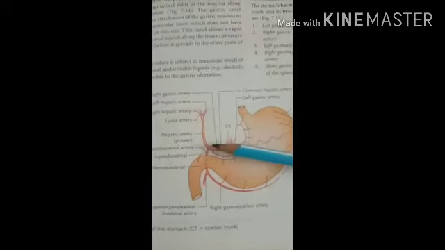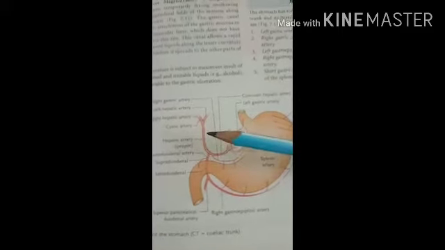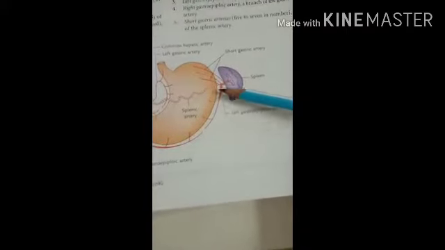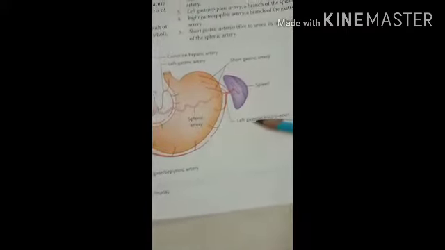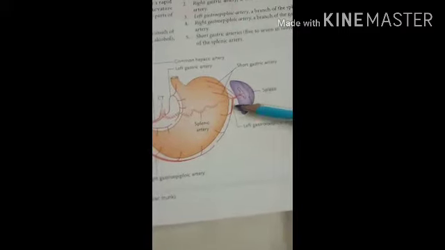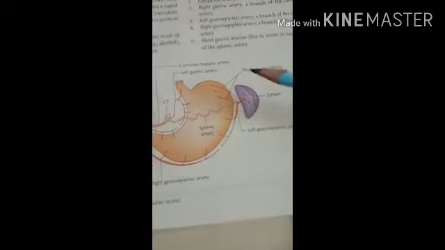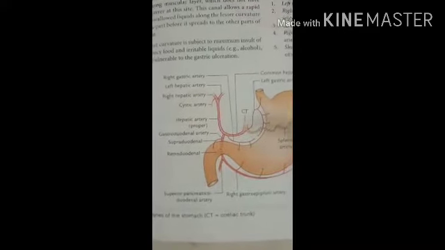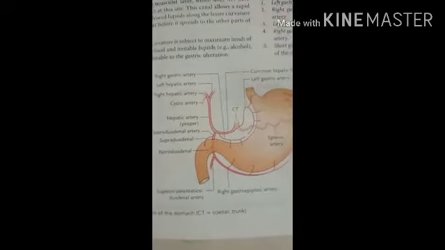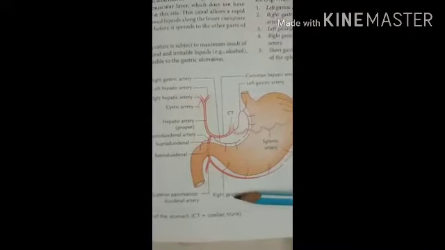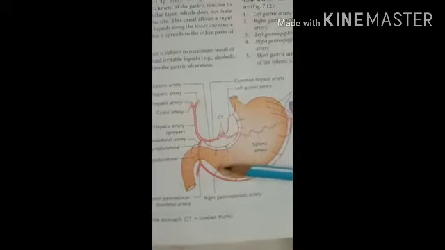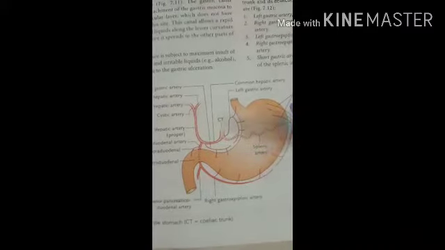Okay. Third branch, that is the left gastroepiploic artery. So this one, it is the branch of the splenic artery. Then the next one, that is the right gastroepiploic artery, this one. So it is the branch of the gastroduodenal artery.